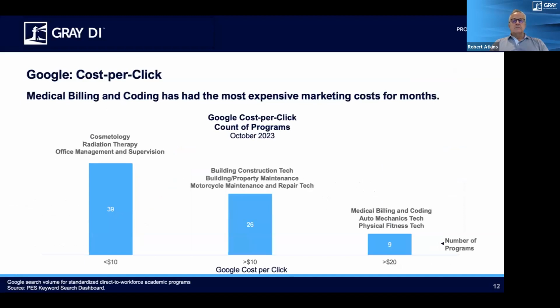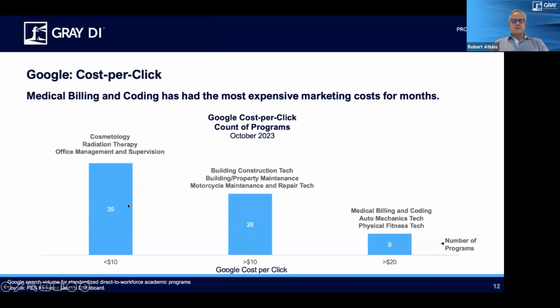Now, every click comes at a cost. And we keep track of this because many of you may use Google cost per click as an advertising methodology. And particularly if you're online, this is how you attract students. So a course is more attractive if it has lots of students and a relatively low cost per click. Well, that's not usually how the world works.